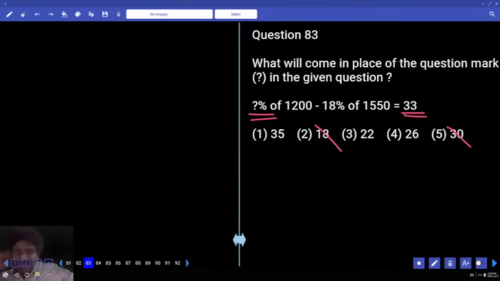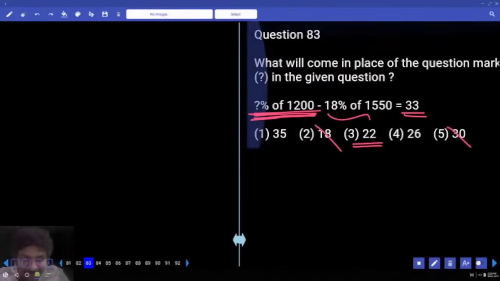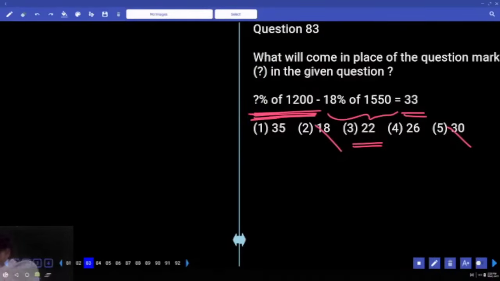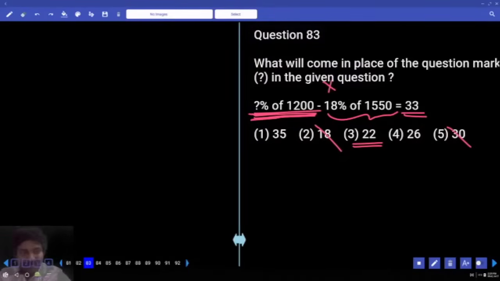Right hand side is 33, which is an 11 multiple. If your answer x is equal to 22%, this number is going to be an 11 multiple. Come on. 11 multiple minus 11 multiple only will give you an 11 multiple. But in your second number, you have 18% and 1550. 18 is not an 11 multiple. 1550 is also not an 11 multiple. Can that be your answer? No. This is also eliminated.